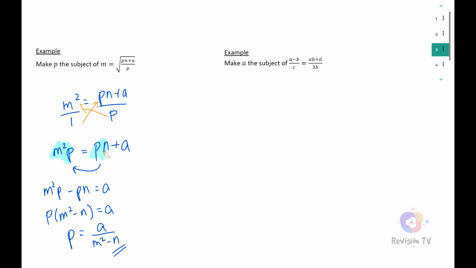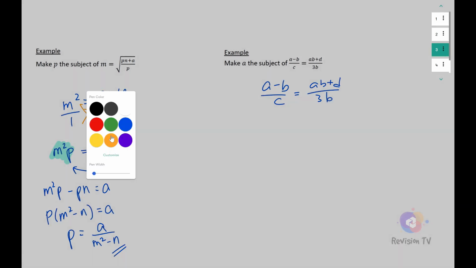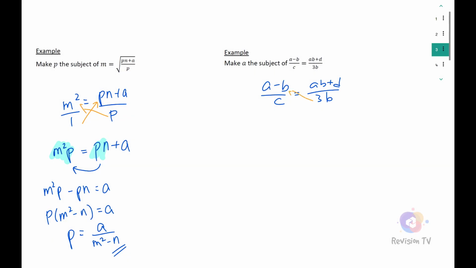That's it. For this one, straight away we're going to cross multiply because we see a fraction on both sides. Cross multiply means the 3b is multiplied to the numerator on the left hand side, and the c is multiplied to the numerator on the right hand side. So on the left side, 3b bracket a minus b, sorry, can't read my own writing, equals c times (ab plus d), multiplied out, so 3ab minus 3b squared equals abc plus cd.